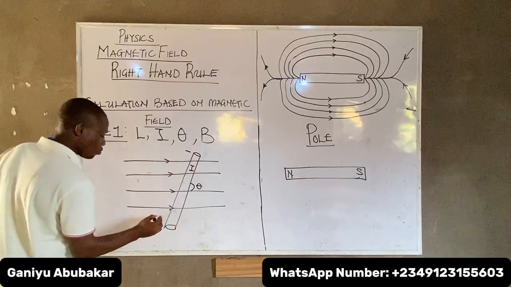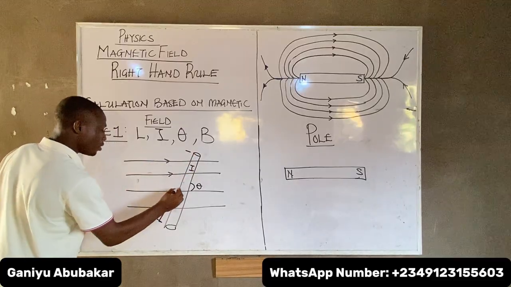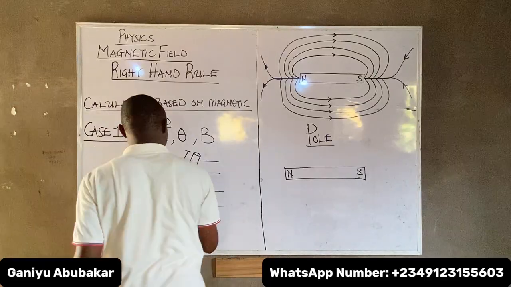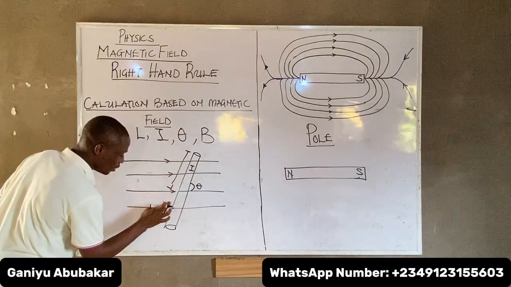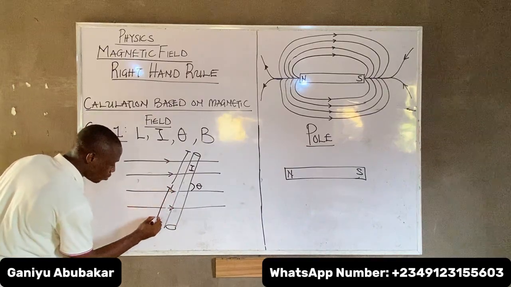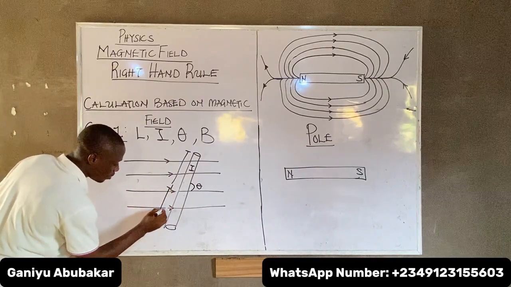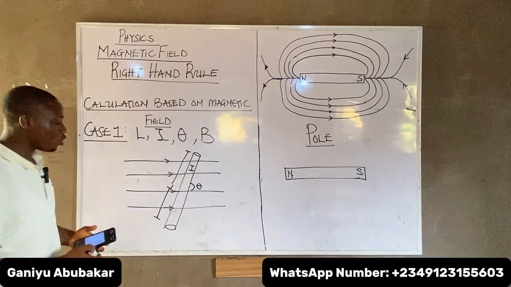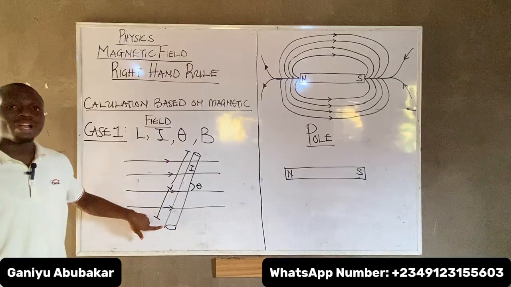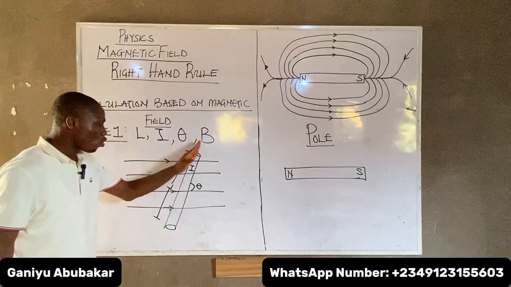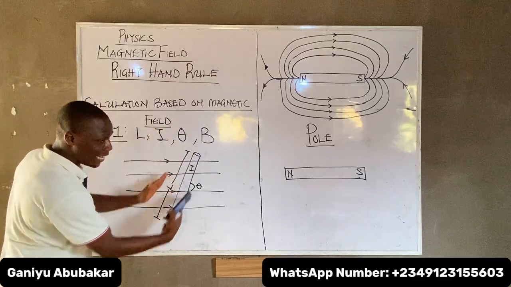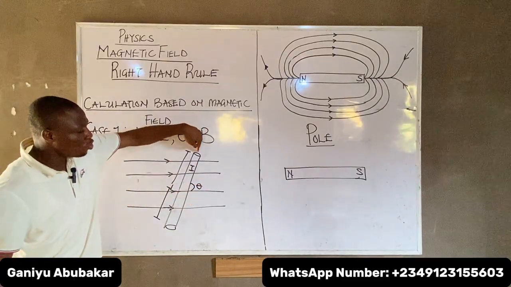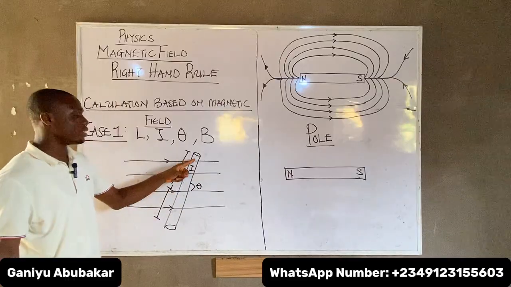This conductor has a length. From here to here is called the length of conductor L. This conductor is not straight, it is inclined to the magnetic field at an angle theta. This conductor has a current I flowing through it.